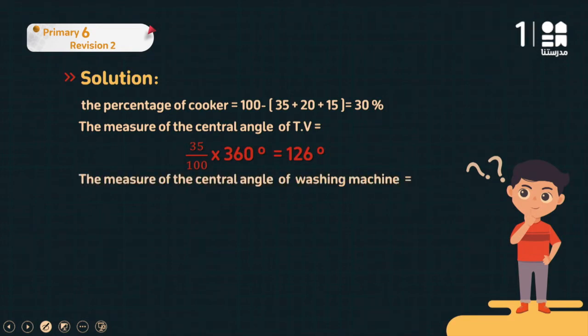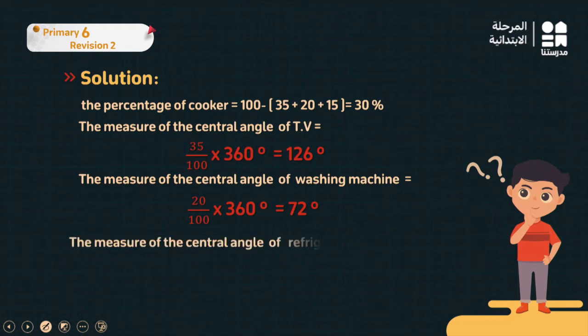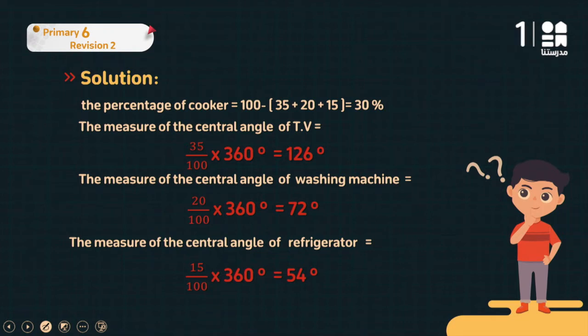أنا عندي washing machine ب 20%, so it will be 20 divided by 100 times 360 degree gives me 72 degree. The third angle is the measure of the angle of refrigerator, which is 15 out of 100 times 360 degree equal 54 degree.